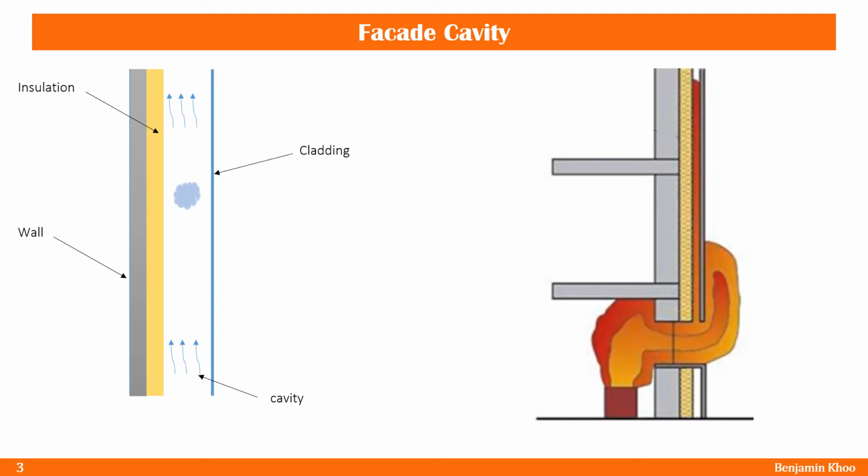However, the introduction of cavity has also allowed fire to spread rapidly via the cavity. This is due to chimney effect that can elongate the fire by up to 5 to 10 times its original size in open air, depending on the facade cavity width.